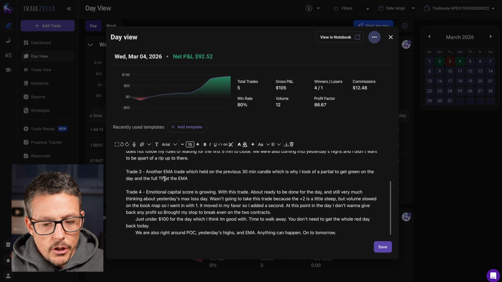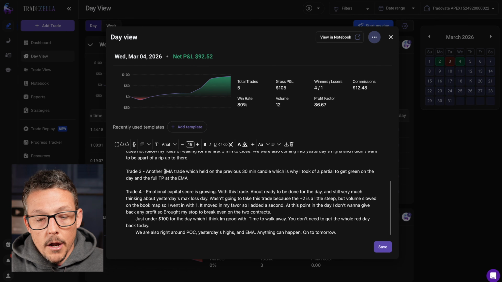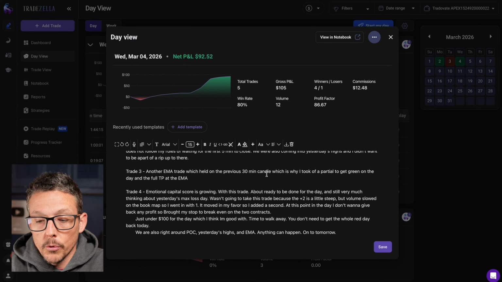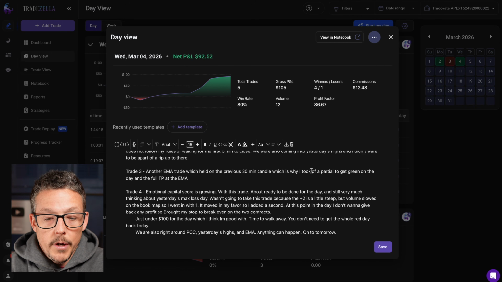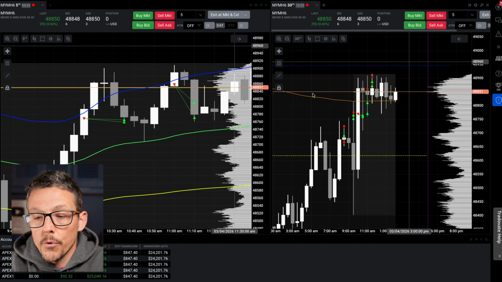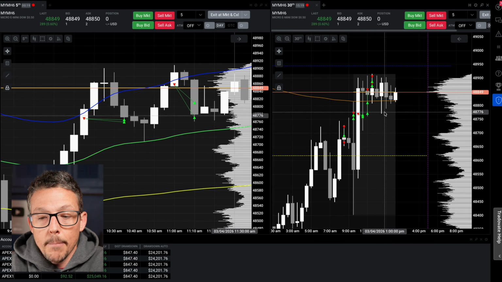Another EMA trade. Actually, this was trade 4. I must have skipped a trade. Another EMA trade, which led to the previous 30-minute candle, which is why I took a partial to get green, and I took a take profit at the EMA. So there's just a really, really good trade for me. Very, very happy with how that went.